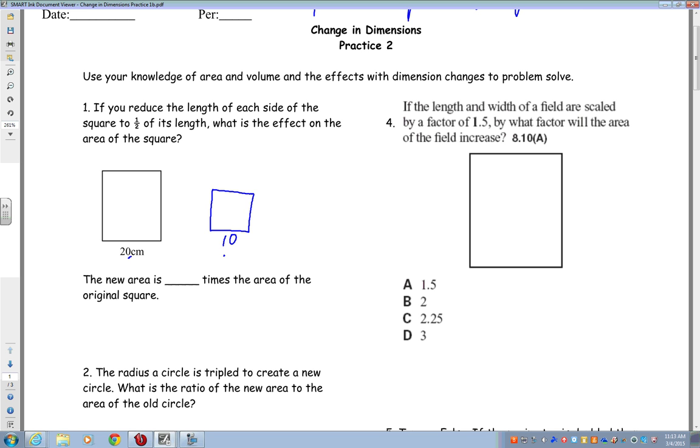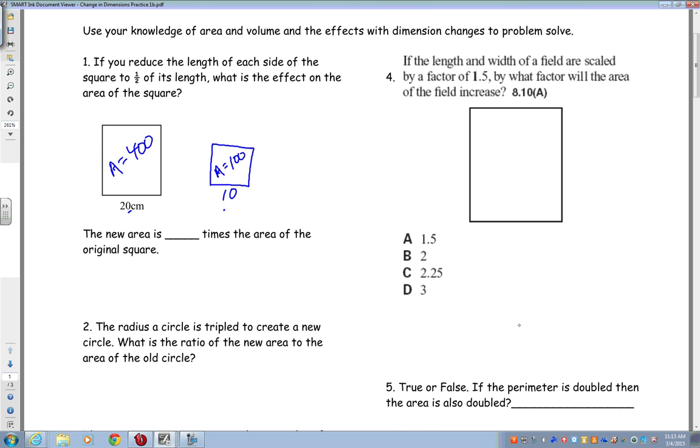So you need to find the area of this square. This is 400, because you do base times height. Then you need to find the area of the new square, 100. So the new square is blank times the area of the original square. How many times is the new square to the original? But it's a square. So if I do the length, it's going to be the width too, because all the sides are the same. Okay. So the new area is blank times the area of the original.